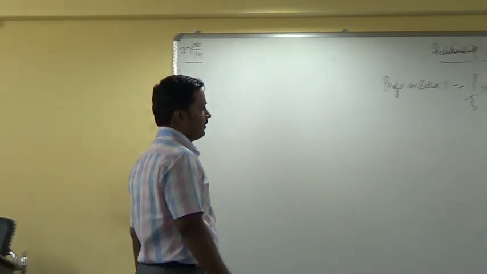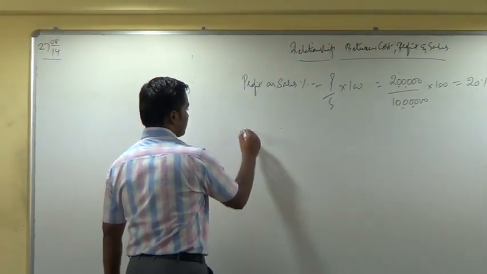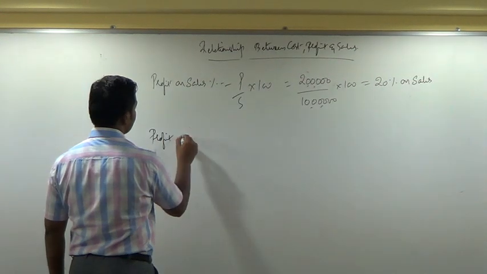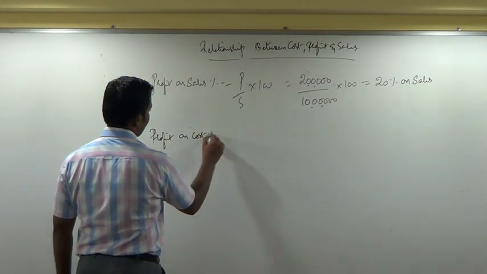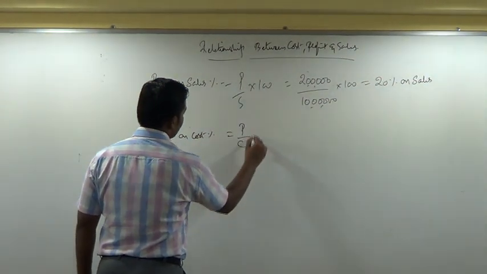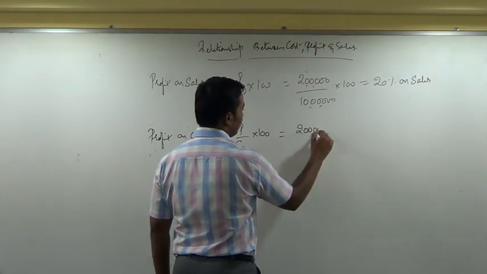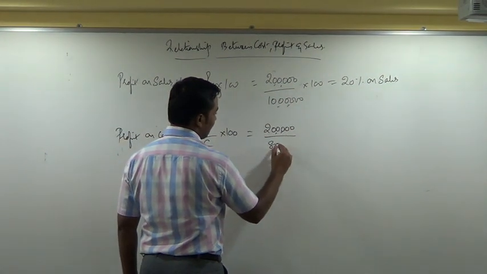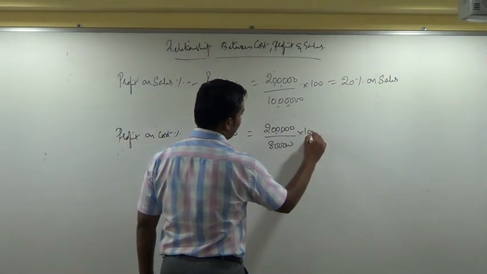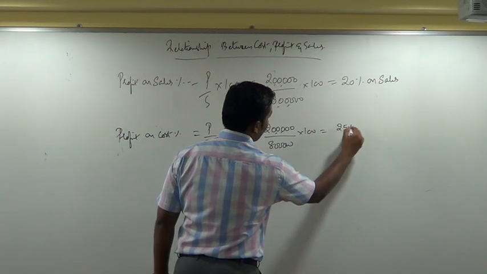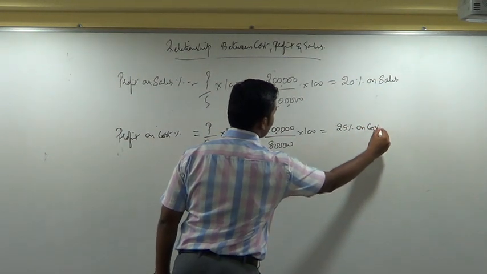Next, profit on cost percentage. P by C into 100. 2 lakh. What is cost now? 8 lakhs into 100. 25% on cost.